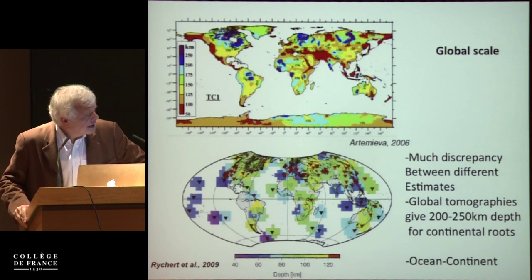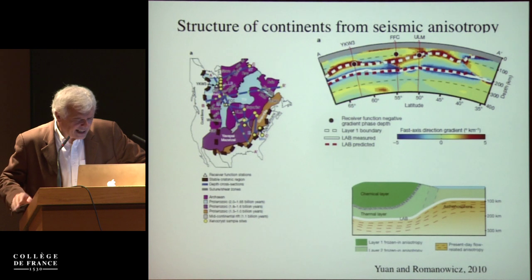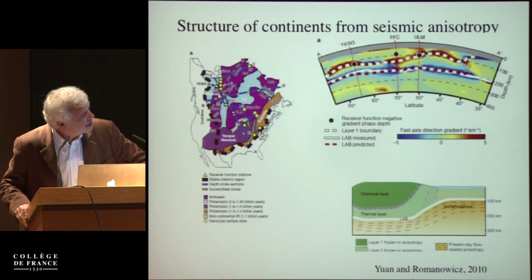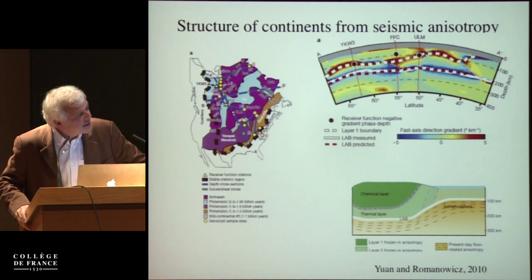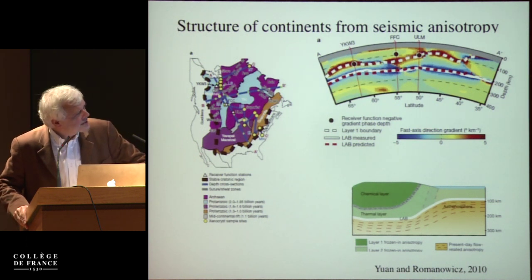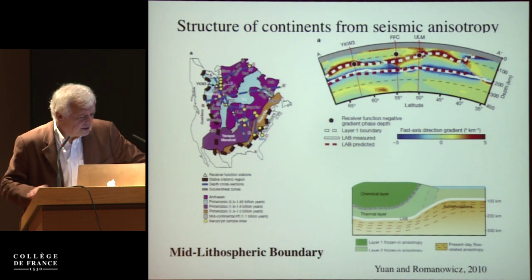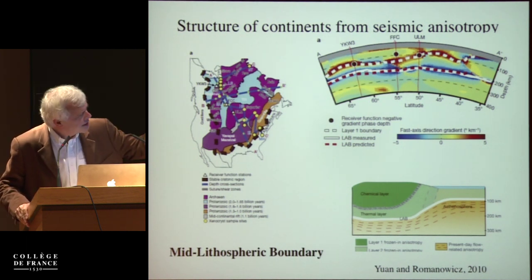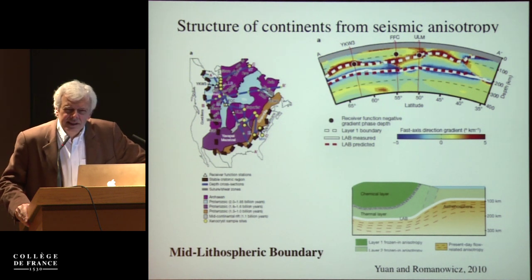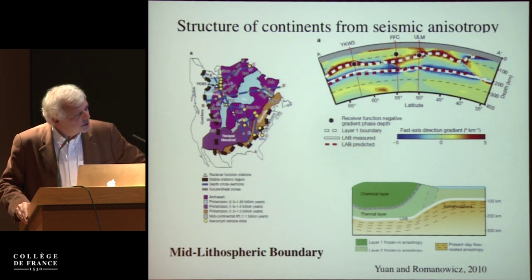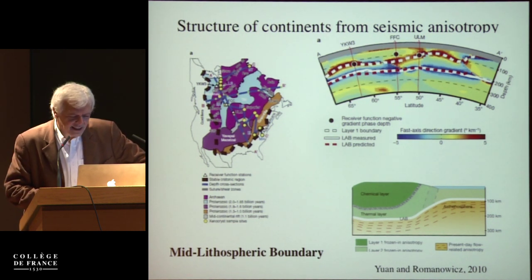receiver functions provide smaller depths. It was proposed by Yuan and Romanowicz that what people see is not exactly the LAB at 80 kilometers, but some intermediate mid-lithospheric boundary, which is located in the middle of the lithosphere. It is, I guess, a way to reconcile different kinds of seismic data, and I will show you that for oceans we also need more complexity than is usually believed.